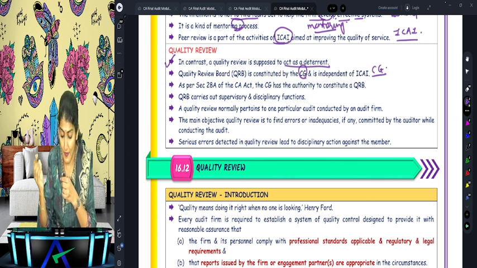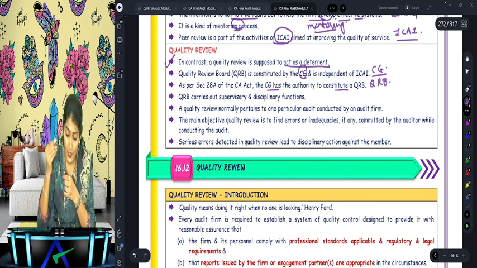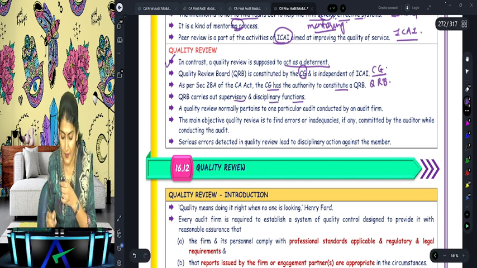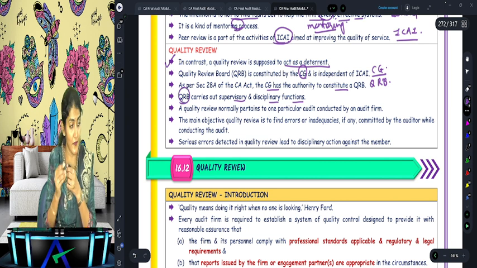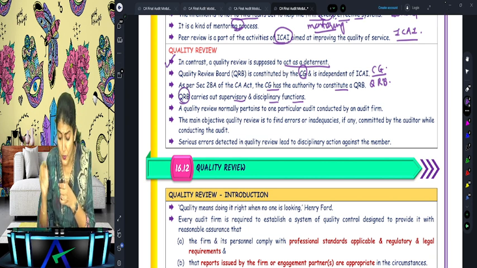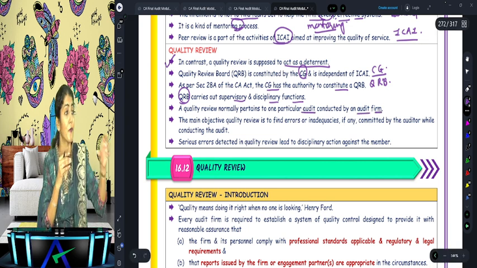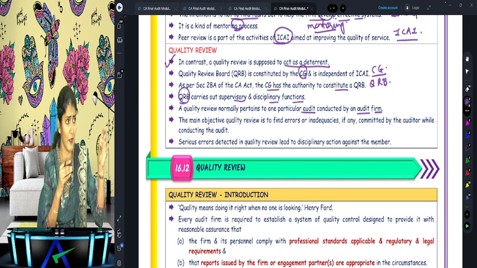Then what does it say? The central government has the authority to constitute the QRB, that is the quality review board. Then QRB carries out the supervisory and disciplinary functions. So here who plays the important role? The QRB. Then a quality review normally pertains to one particular audit conducted by an audit firm. Like we said, one file, Growth Limited, one file is selected.